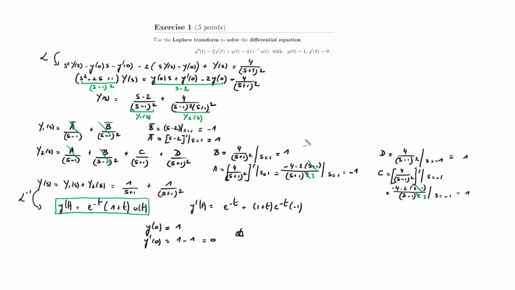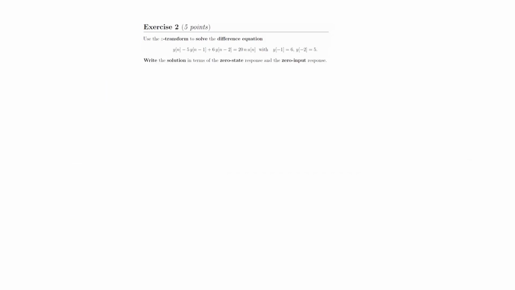So this concludes exercise 1. Let us have a look now at exercise 2, where you have to solve the following difference equation using the z transform. You have to write the solution in terms of the zero state response and the zero input response. As usual, if you're preparing for your exam, it's time to push the pause button.